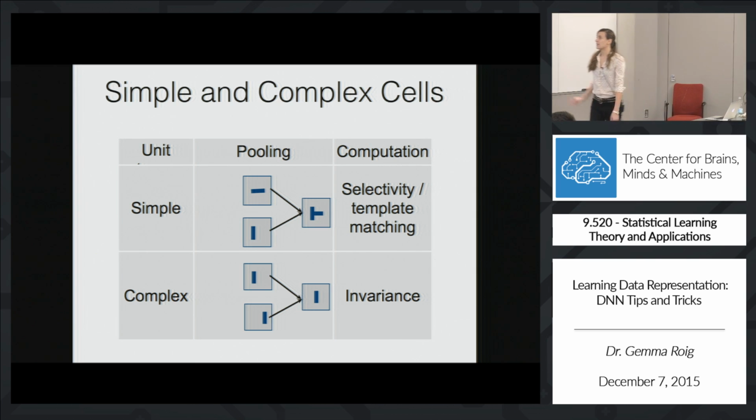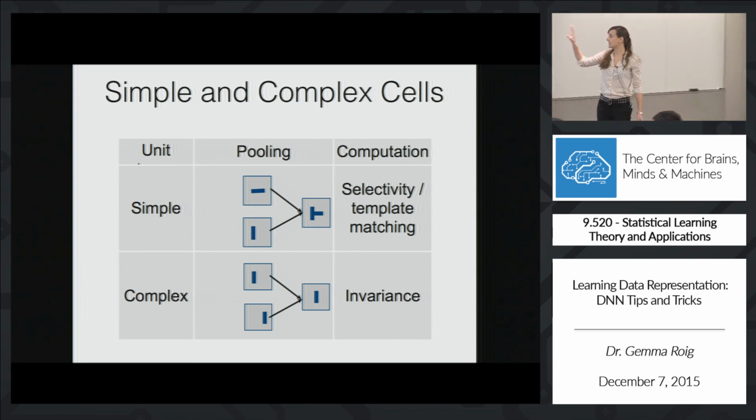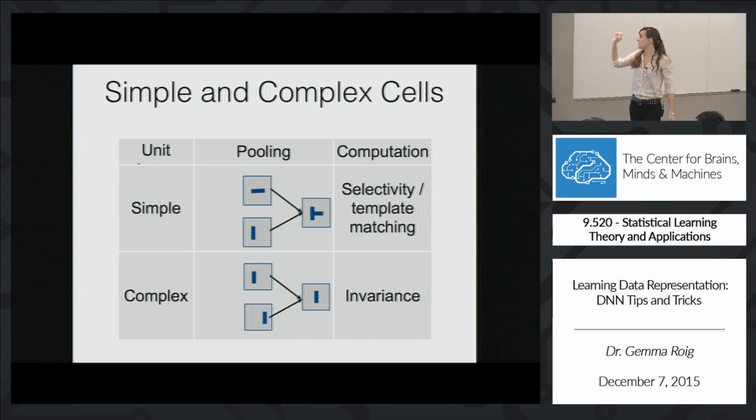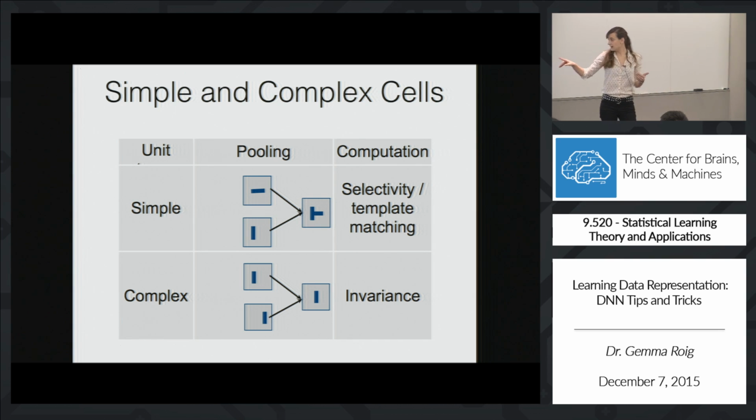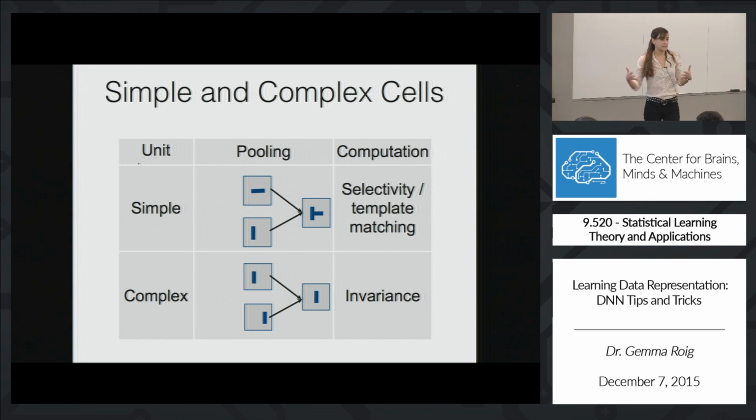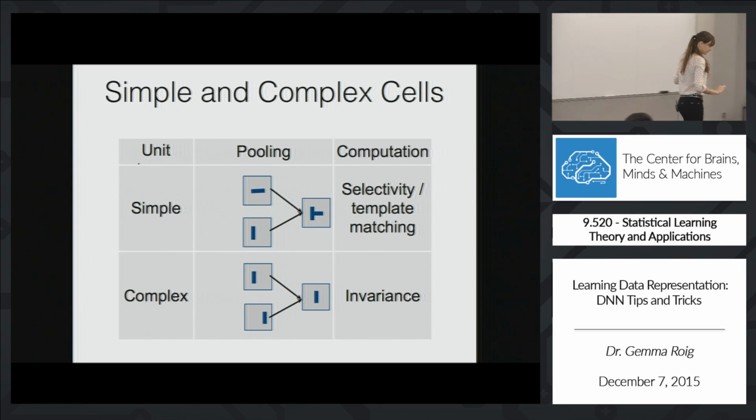Okay, so here it's just to emphasize that the simple cell is like a template matching. So you can imagine you have a template stored, and then when a stimulus similar to this template is presented in this receptive field, it is activated, so it's for selectivity. And the complex cell is for invariance. So no matter where you present the stimulus, the neuron will be activated. Okay.